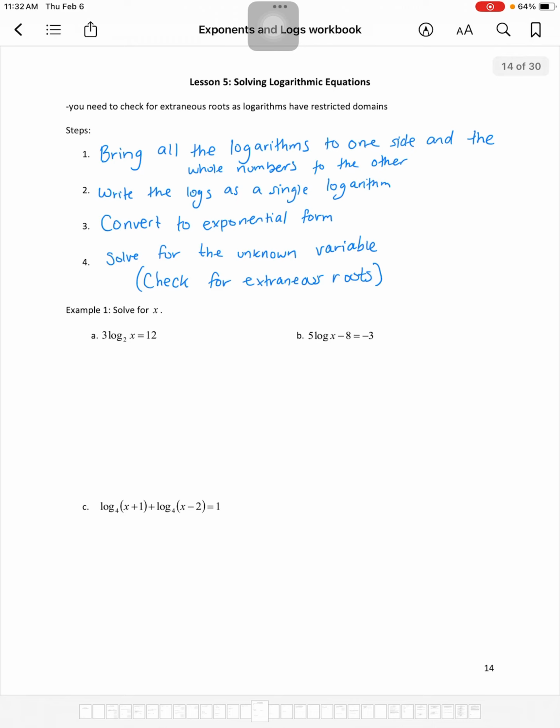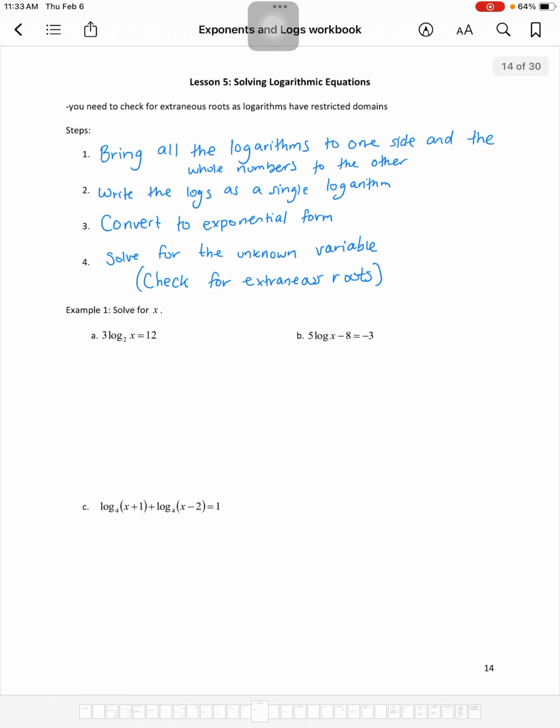But basically for all these steps, for step 1, bring all the logarithms to one side and all the whole numbers to the other. You're going to write the logs as a single logarithm, so there should only be one log, and then you can convert it to exponential form. And then lastly, as always, we're going to solve for the unknown variable. Normally it's going to be x, but there could be some cases where it's going to be a different letter like z, a, and so on.